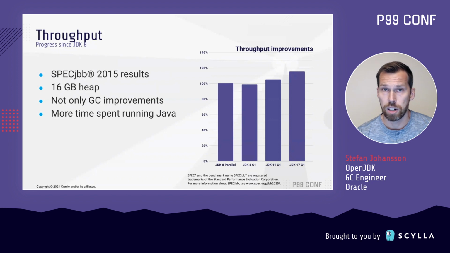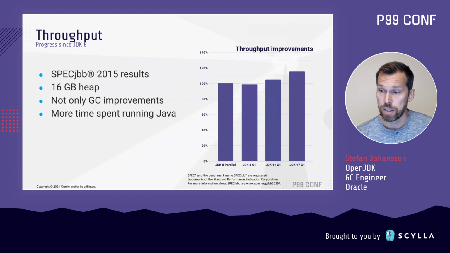I included parallel in JDK 8 since parallel was the default back then. But then for JDK 11 and 17 I only have G1 numbers since that's the default in those releases. As you can see, back in JDK 8 parallel was better than G1, but with JDK 11 and 17 G1 has been able to move past parallel. Parallel is still better in JDK 11 and 17 compared to parallel in 8, but not as good as G1, not for this benchmark at least.